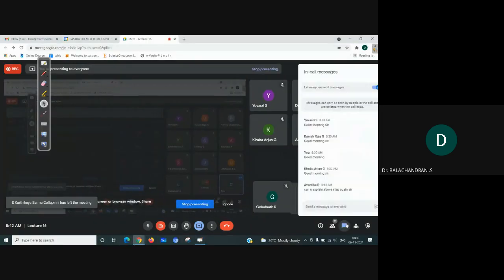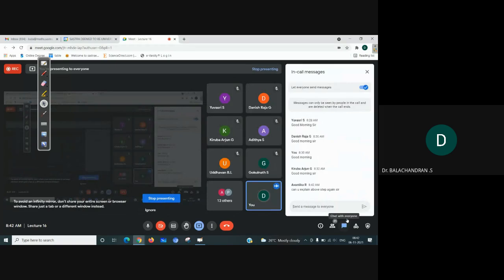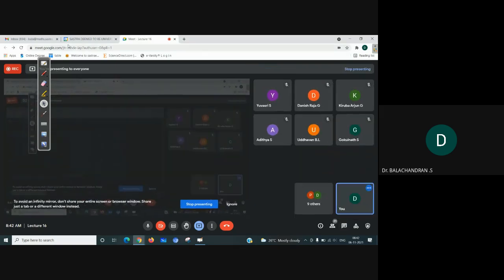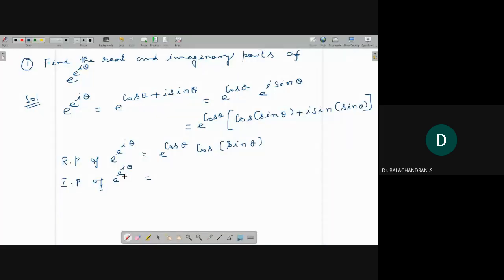Can you explain the above step again? Which step? Whether this step or this step? I don't know exactly, Avantika. Okay, I will explain from the beginning.